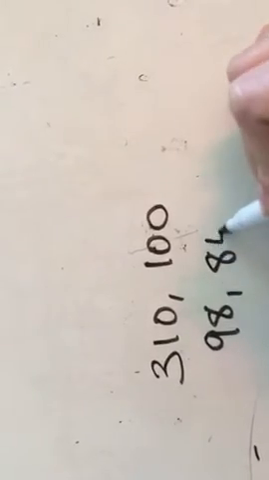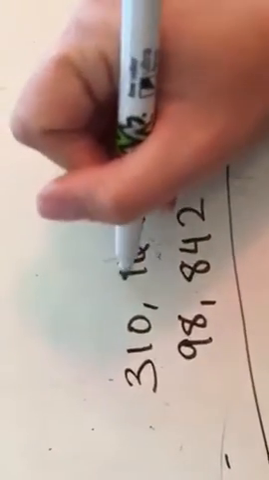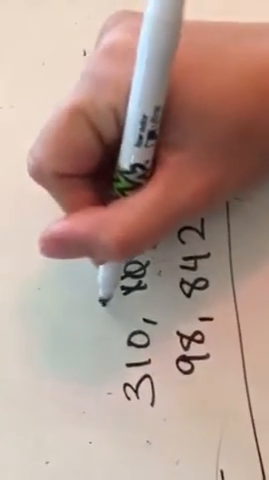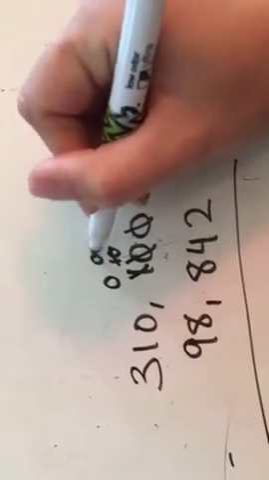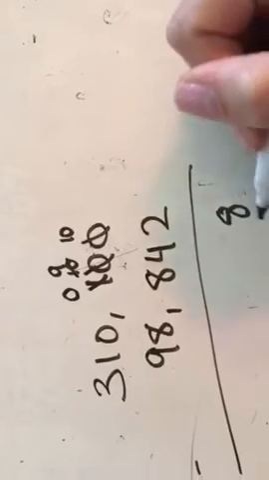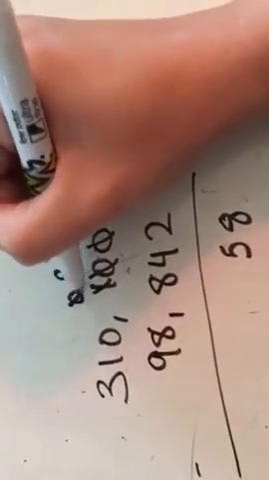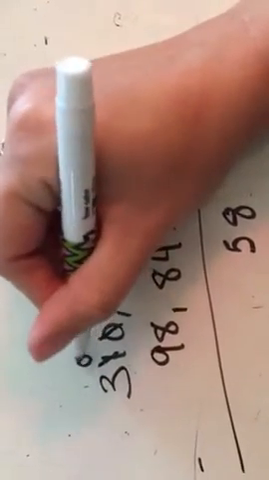Okay, the next problem says 310,100 minus 98,842. I know I can't subtract from 0, so I have to go the whole way to the hundreds place. 10 minus 2 I know is 8. It's a make a tens fact. 9 minus 4 is 5. Again, I can't subtract from 0, so I have to go the whole way to the 10,000s place.